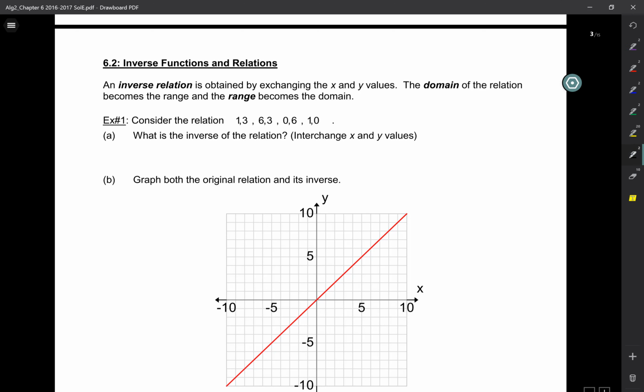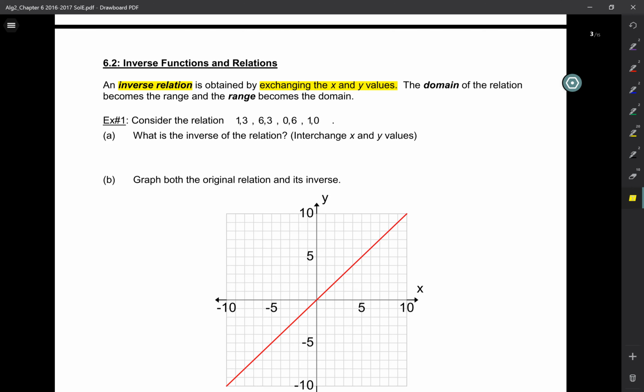Okay, talking about inverse functions today, 6.2. Let's just talk about what the concept of an inverse is. An inverse relation, right, whether it's a function or not, is obtained by exchanging the x and y values. So just remember that. You're walking down the street, you hear the word inverse, what pops into your head? Exchange x and y values, right?